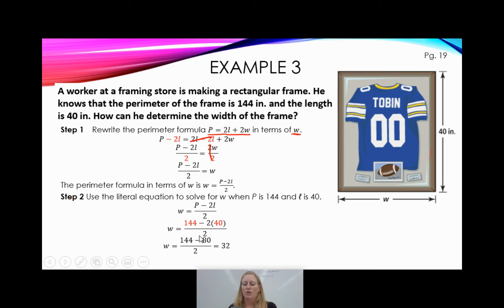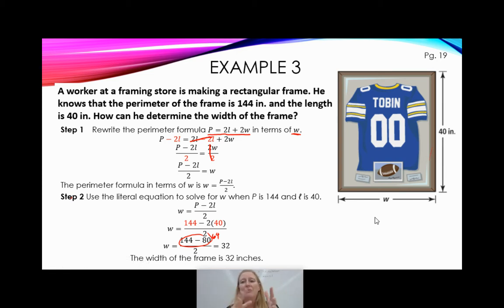So I grab a calculator. 144 minus 80 equals 64. So this right here gives us 64. And of course, 64 divided by 2 gives us 32. We should answer the question, how can you determine the width of the frame? Oh, well, the width of the frame is 32 inches. Yep, that's what we're looking at there. Awesome. So in this case, we actually solved for the variable we were looking for, and then I was able to just plug in what I knew to find my answer. It's kind of a cool trick.